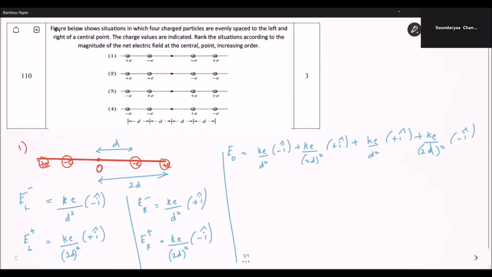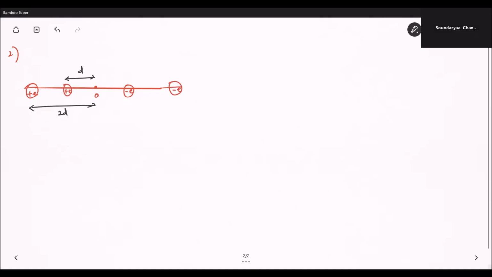Ke by d square, ke by d square, minus i cap and plus i cap. And similarly, the second term and the fourth term will get cancelled. So what is the total electric field at the center due to the first charge configuration? It is 0.